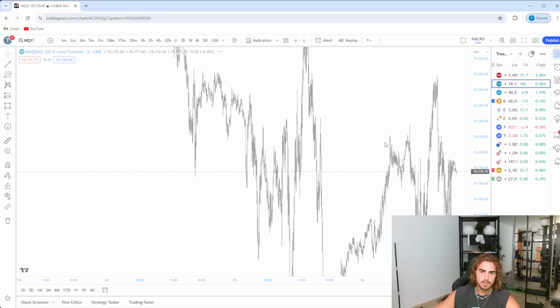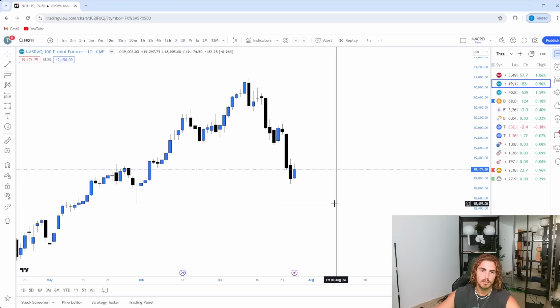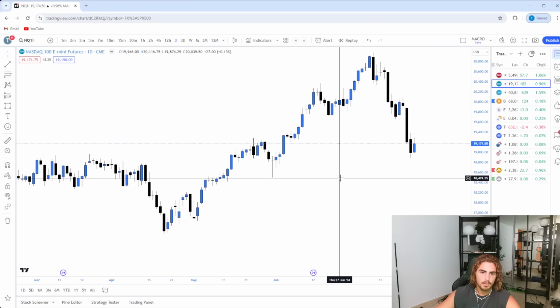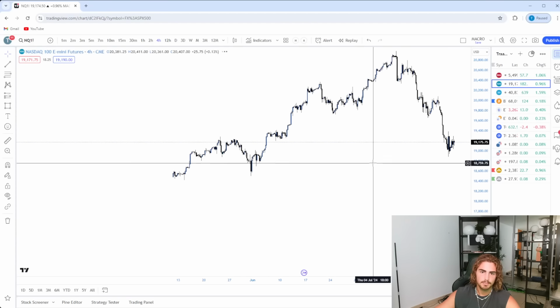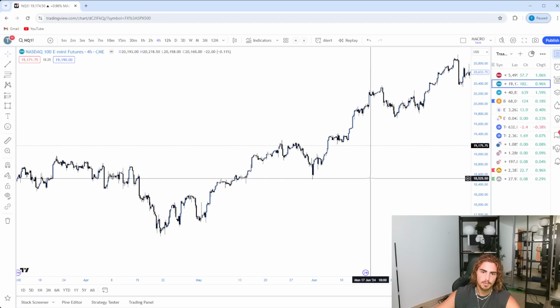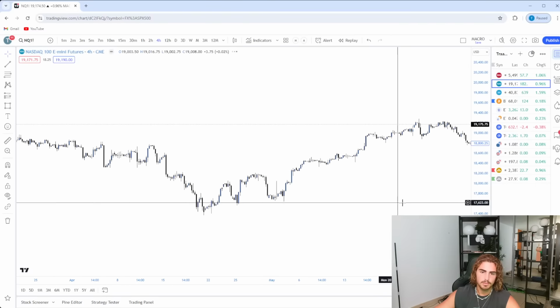Okay, let's show some more examples on higher time frames. Let's see here. Might be difficult on the daily. Let's go in on the 4 hour here. See if I can see any obvious ones off rip. This is a good one.